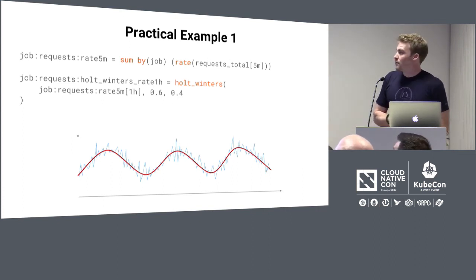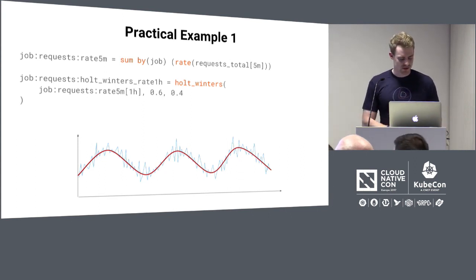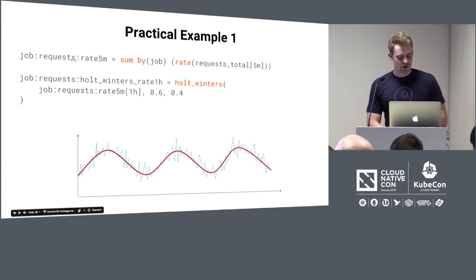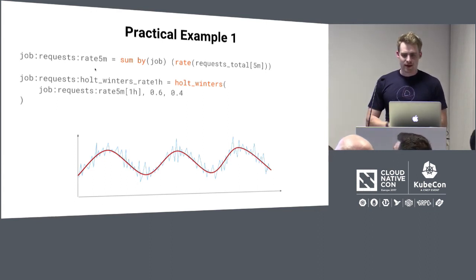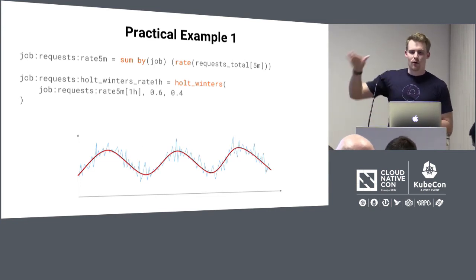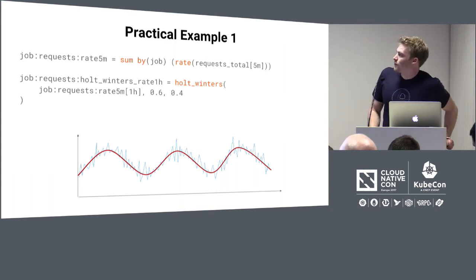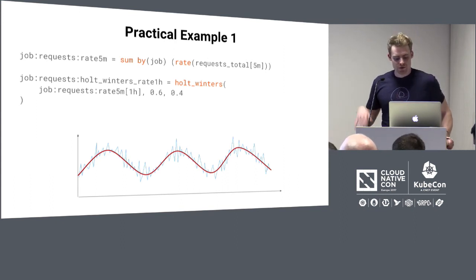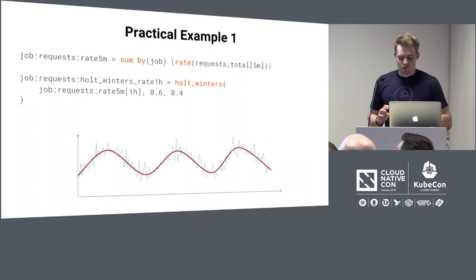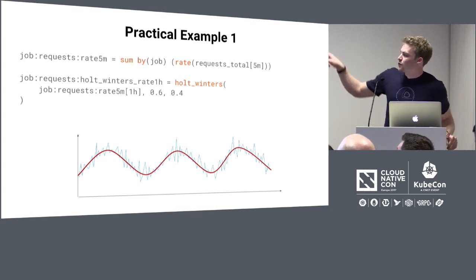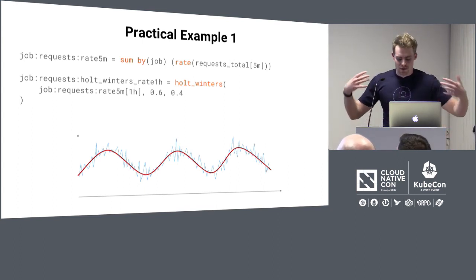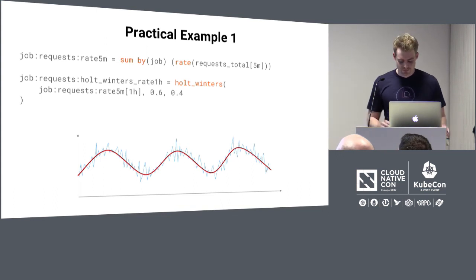That said, let's suppose we have a request rate for our service, which we move into this new metric here called job request rate 5 minute. And we want to get a smoothened view of this, right? Because it's spiky, but we want to get the overall trend over the course of the day. And here we have the Holt-Winters functions in Prometheus, which allow you to add certain parameters, and what you get back essentially is this smooth red curve here, giving you a good representation of the overall behavior.